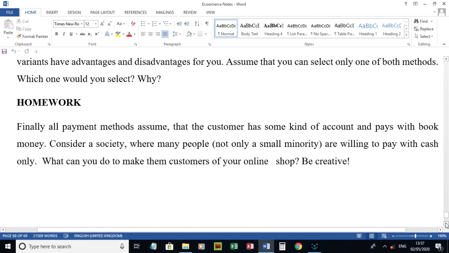Finally, all payment methods assume that the customer has some kind of account and pays with book money. Remember, consider a society where many people, not only a small minority, are willing to pay with cash only. What can you do to make them customers of your online shop? Be creative. If you can develop a model, that's fine. More marks will be given for creativity.